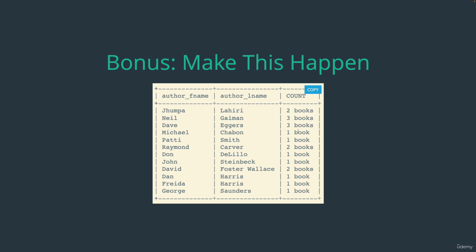But what's a little bit fancy here is we don't even just see the number, but we see the word books afterwards, or the singular of book. Dan Harris has 1 book. George Saunders has 1 book in our data set. So you'll need to make some sort of decision based off of how many books there are, then generate this output that uses books or book, depending on if we're working with a single book or multiple. So it's a bonus. Go ahead and try that if you'd like, and I'll be back in the next video with a solution. All right, see you then.